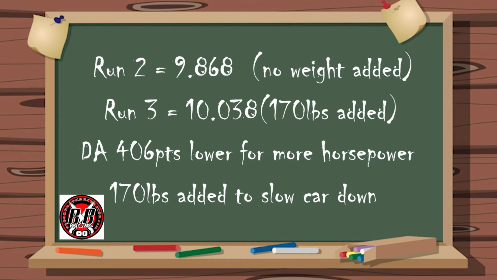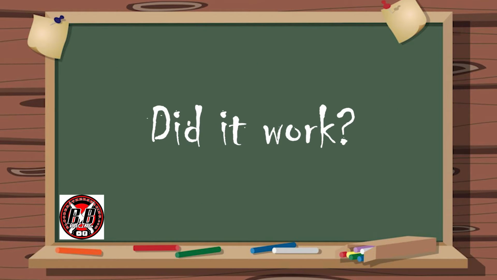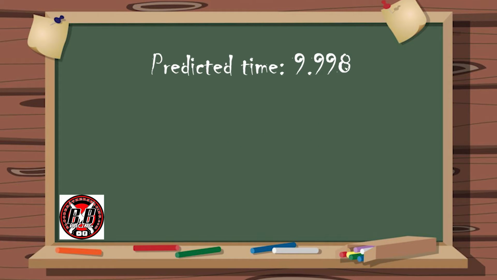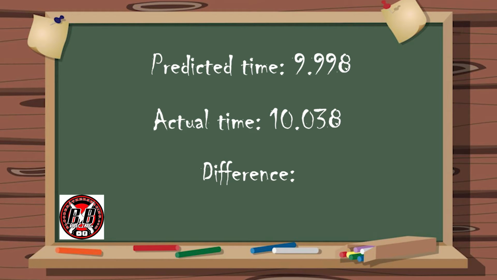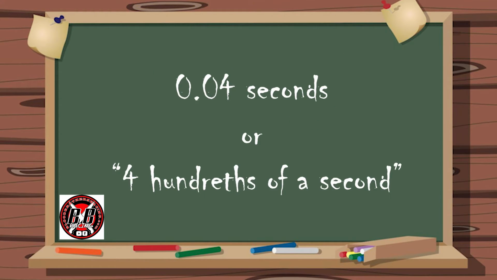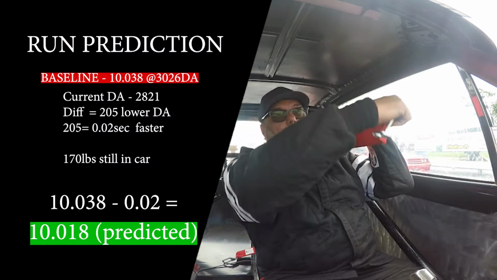Keep in mind there are other factors at play like wind speed and track temperature that we don't take into consideration. But did it work? Our predicted time was 9.99 with an 8, and our actual time was 10.03 with an 8. So the difference is 0.04 of a second. That doesn't seem like a lot, but it is.